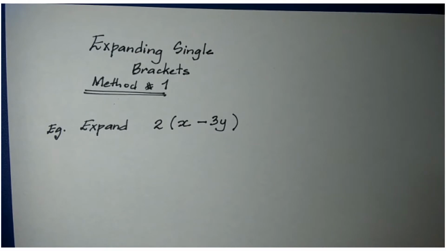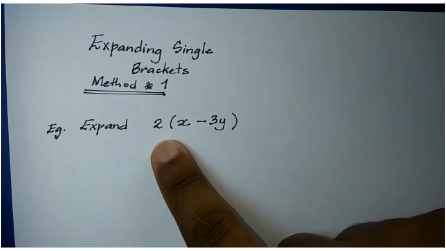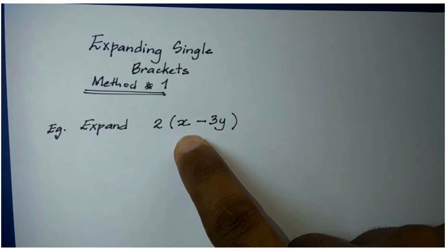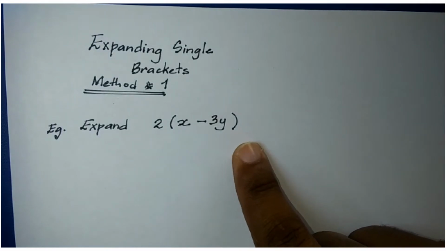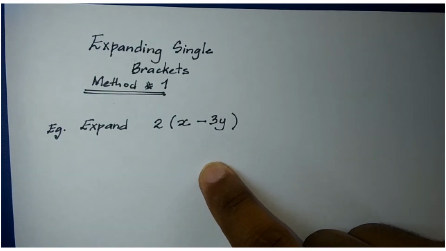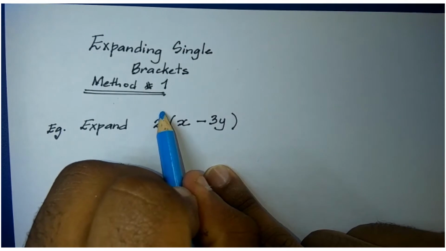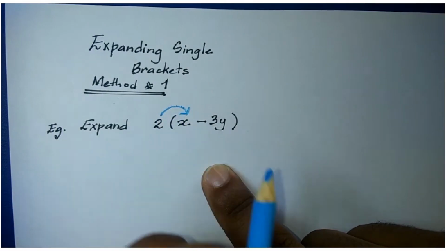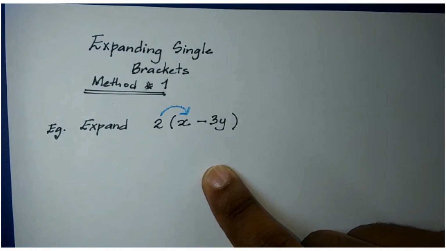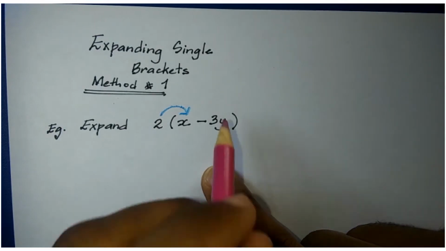Okay, so we're expanding single brackets, and this is the first method. We have an example here that says expand 2(x - 3y). Now we're going to use the distributive law, which tells us we're multiplying whatever is on the inside of the brackets by what's on the outside of the brackets. So here, 2 multiplied by x. That's what's on the outside times what's on the inside.